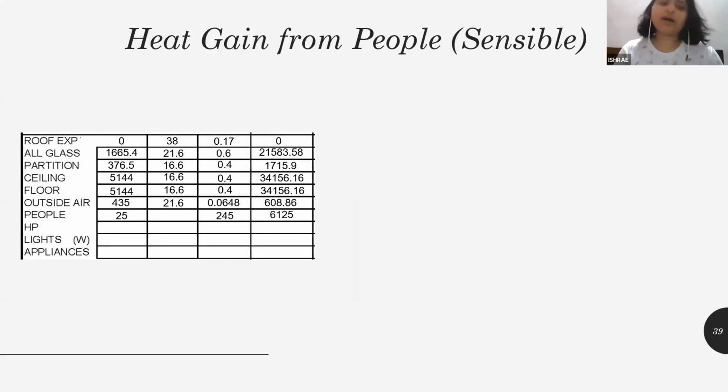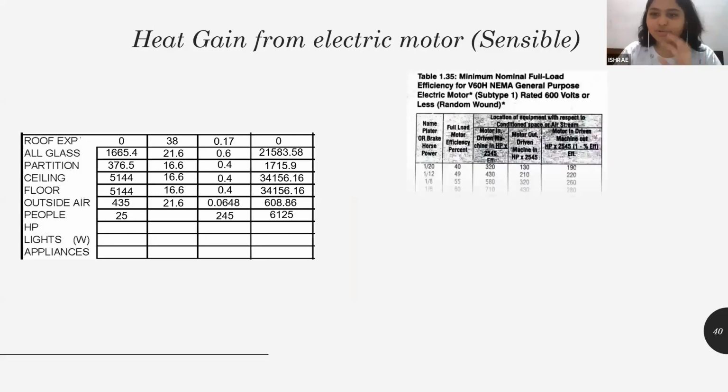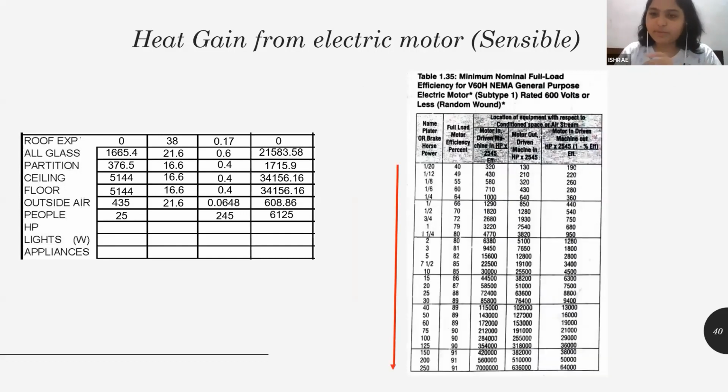Next, we move on to HP. Now HP is from electric motors. Where is this electric motor? How do we consider it? Why do we consider it? All of that explanation is given by Gaurang sir, so I'm not going to get totally into it. What I'm going to do is show you this chart here. From here, you will be able to select the heat gain from this electric motor.